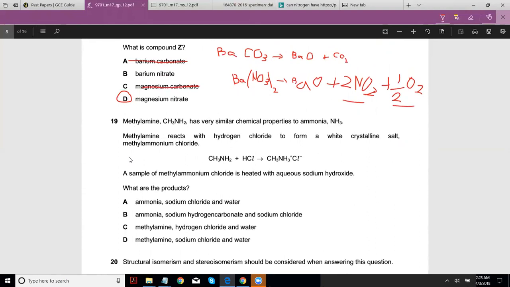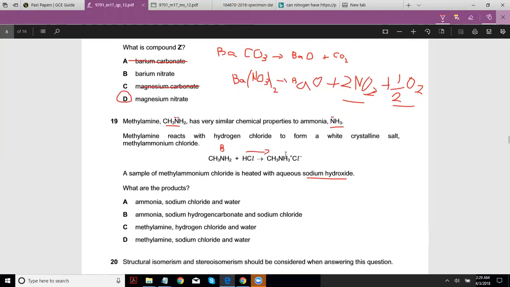19 करते हैं. Methylamine, which is this, has very similar chemical properties to ammonia. And they're probably just talking about the fact that they're both basic, because of the lone pair. Because ergo they can both accept H positive ion. So this reacts with hydrogen chloride to form white crystalline salt. A sample is then heated over aqueous sodium hydroxide, which is an alkali. What are the products? So if you look at here, this is basic. But I think this is what's happening.